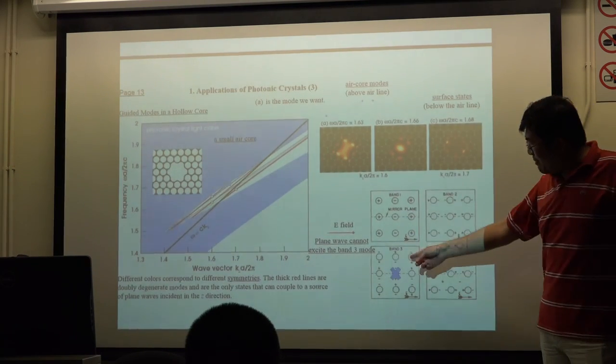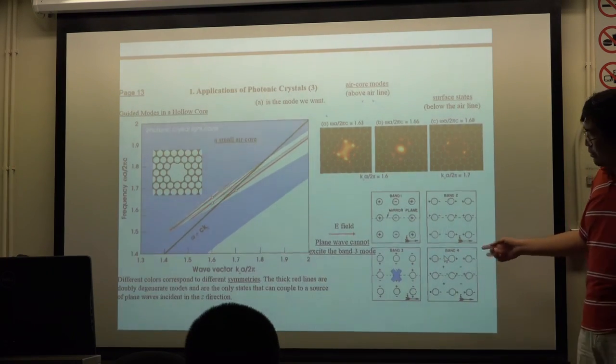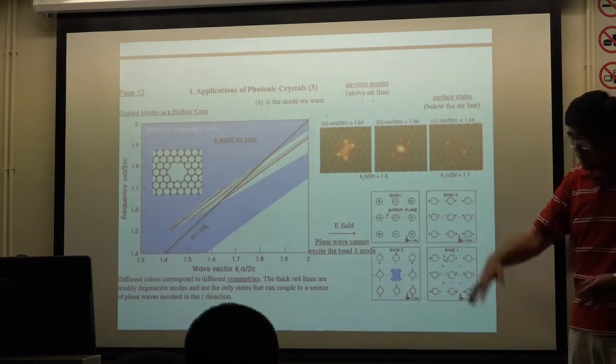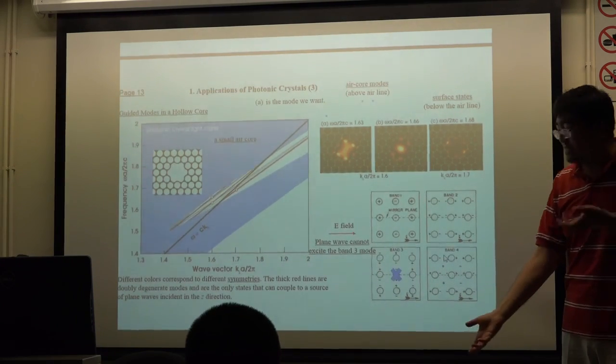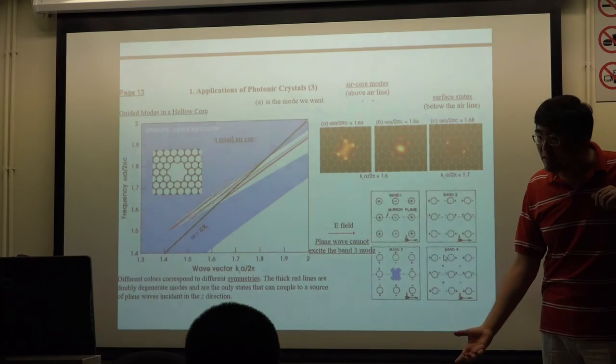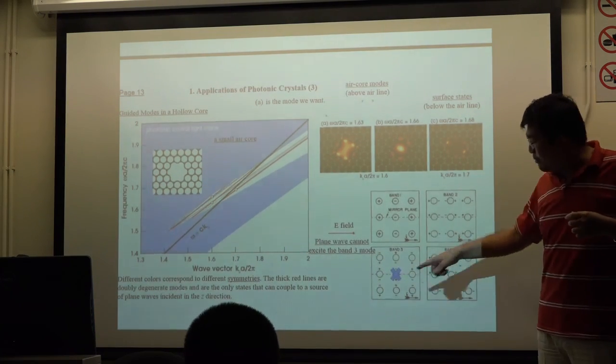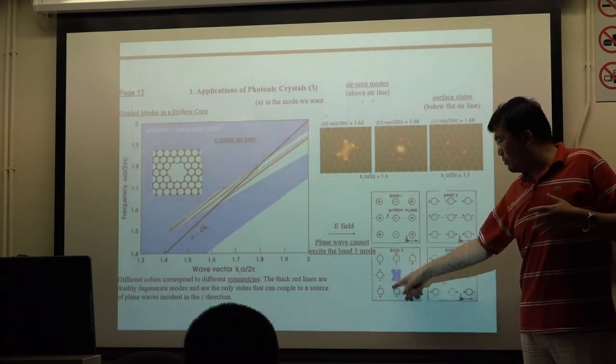This is the reason. This is why symmetry is important. I think the first paper is by Joannopoulos. When they calculated the eigenmodes, band 1, band 2, band 3, then did the experiment, they measured the transmission and the reflection peak. They found only 3. They missed 1. Then they understood why this could not be excited, through the symmetry.